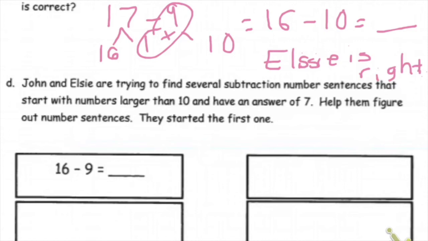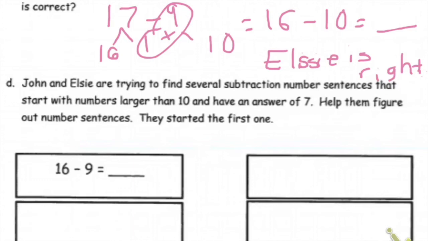Okay, on letter D, it says, John and Elise are trying to find several subtraction number sentences that start with numbers larger than 10 and have an answer of 7. Help them figure out number sentences. They started the first one. So the first one they have is 16 minus 9 equals blank.